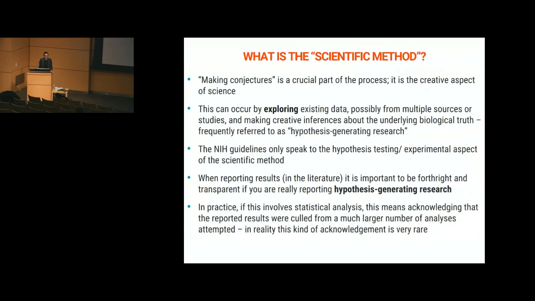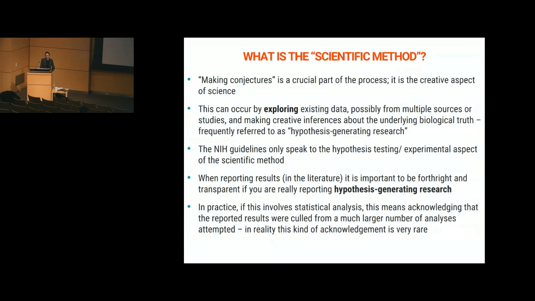The reason that I show that is because we have to define what is a scientific method. It is a crucial part of the process to make conjectures. It's a creative aspect of science. You can explore many hypotheses, and usually this is called hypothesis generating, where you have data. It can be from one experiment or multiple sources or multiple studies, and you're testing different hypotheses to see what is the underlying biological truth.